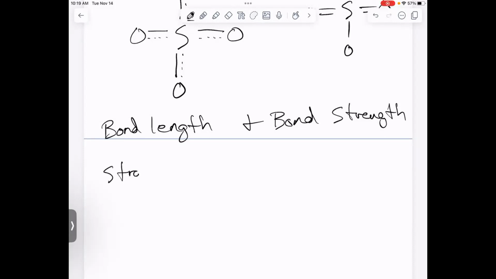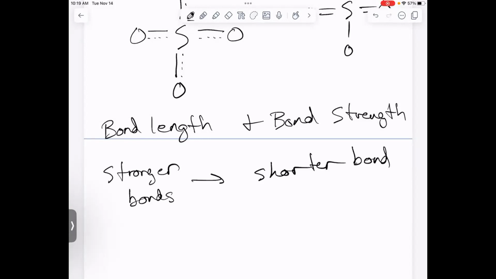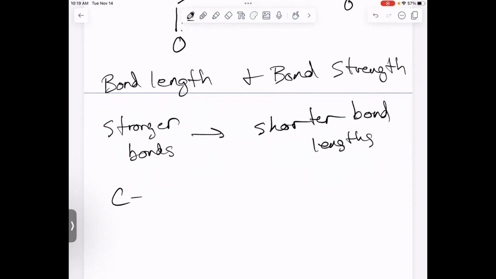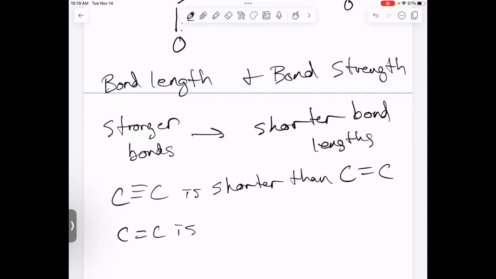So stronger bonds lead to shorter bond lengths. For instance, a carbon-carbon triple bond is shorter than a carbon-carbon double bond, and a carbon-carbon double bond is shorter than a carbon-carbon single bond. And if you go on to take organic chemistry, you'll see a whole bunch of variations of carbon doing single bonds, double bonds, and triple bonds for a variety of different compounds.